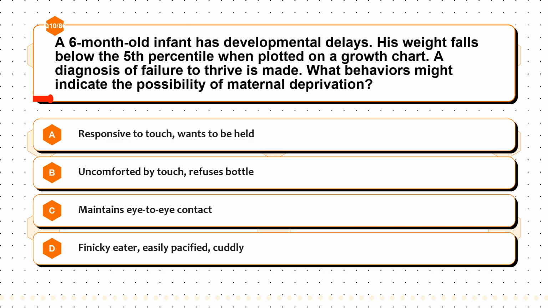Question 10. A 6-month-old infant has developmental delays. His weight falls below the 5th percentile when plotted on a growth chart. A diagnosis of failure to thrive is made. What behaviors might indicate the possibility of maternal deprivation? Here are the options. Option A. Responsive to touch, wants to be held. Option B. Uncomforted by touch, refuses bottle. Option C. Maintains eye-to-eye contact. Option D. Finicky eater, easily pacified, cuddly.